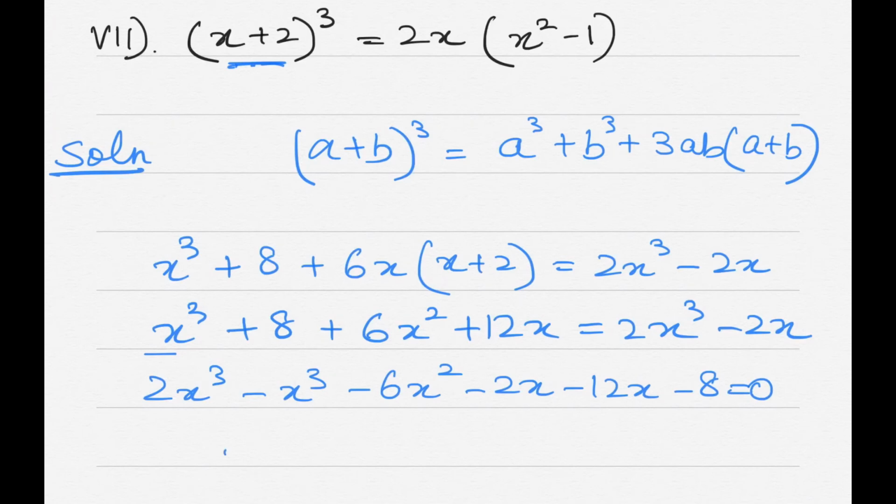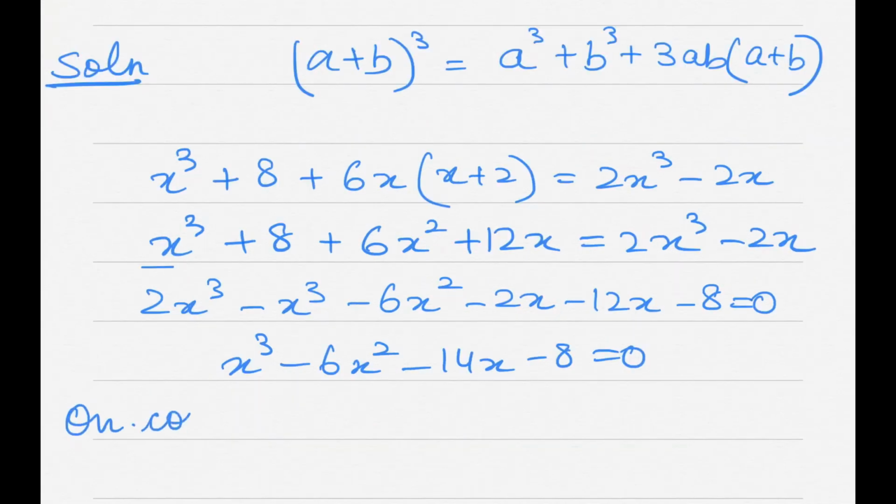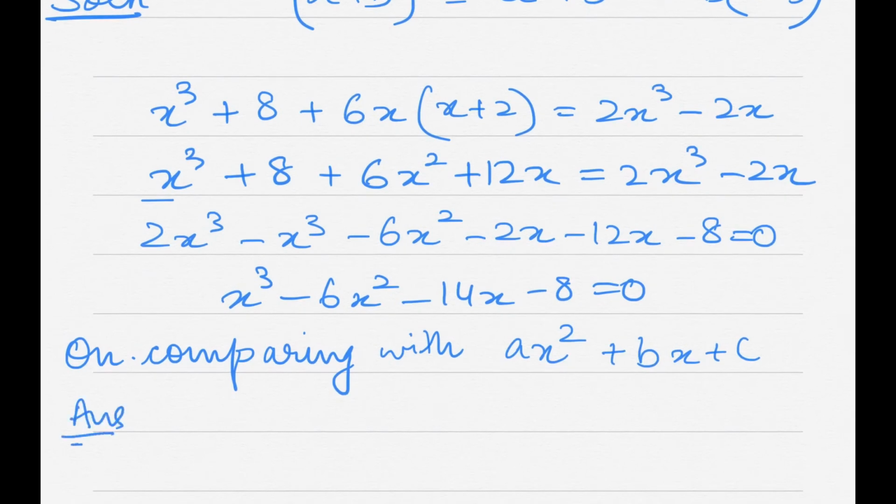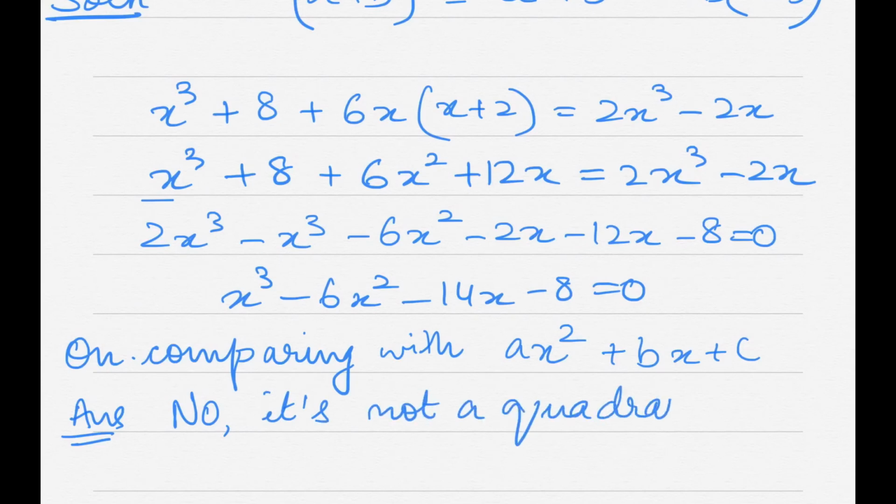If I solve, this will become x cube minus 6x square minus 14x minus 8 is equal to 0. Comparing with the quadratic equation, it has the highest power 3, right? So it's not a quadratic equation. On comparing with general form of quadratic equation, ax square plus bx plus c, we can say that no, it's not a quadratic equation.